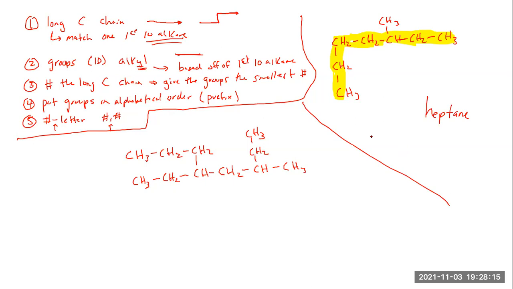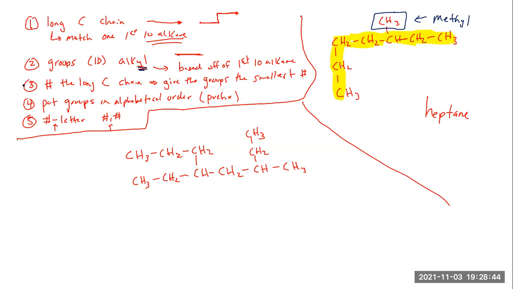We could then identify what is not part of the chain, but a group. In this case, it looks like this is our lone guy hanging out there. And that is a 1 carbon group based off of methane. Because it's an alkyl group, we drop the last part of methane, and it now becomes a methyl group. Any questions on that there?